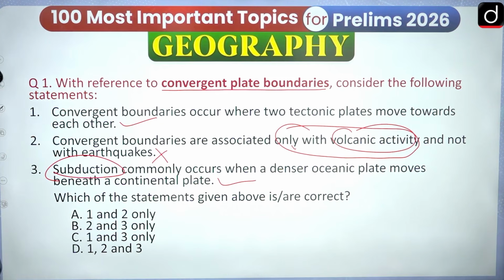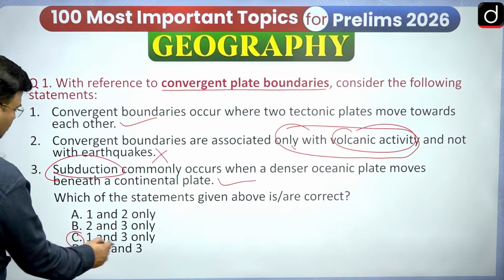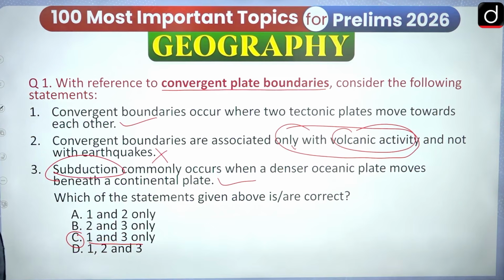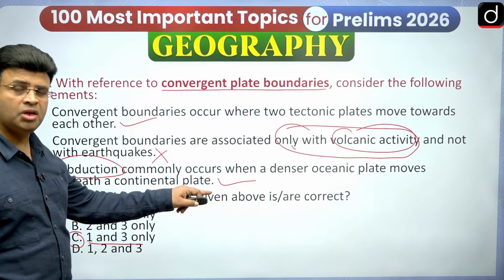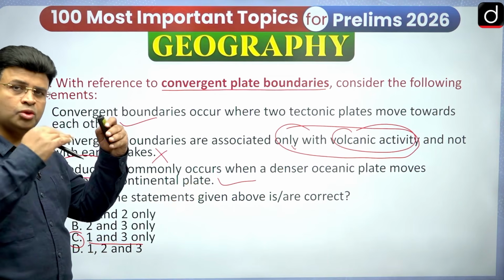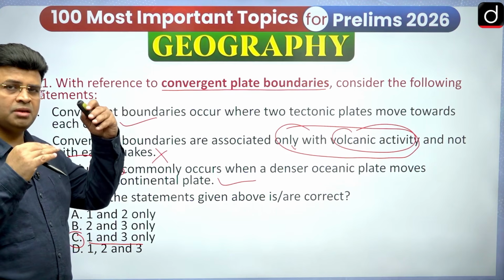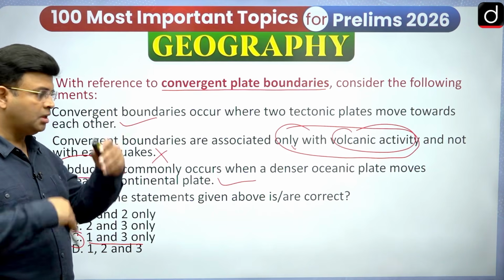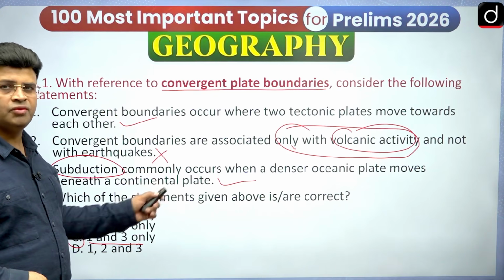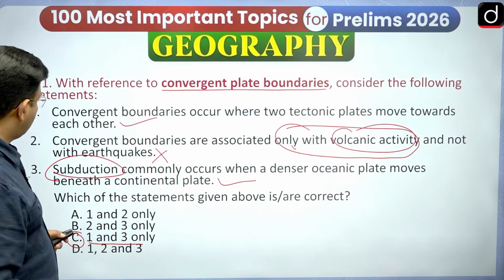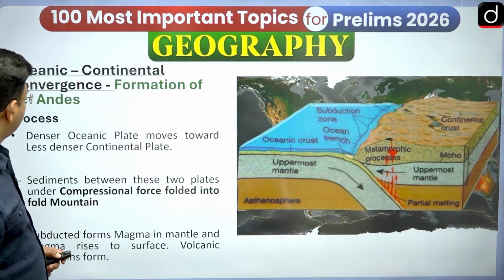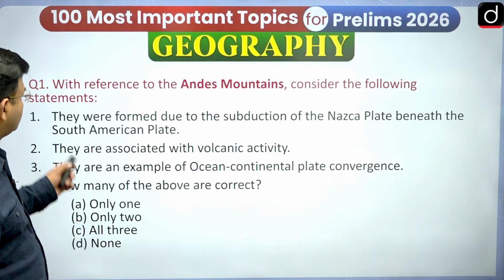So we can say that option C, that is 1 and 3 only, is correct. If it had been mentioned only, then it would have been wrong, because ocean-ocean subduction also takes place, where one denser oceanic plate subducts below a less dense one. But it is not mentioned as only, so therefore it is a correct one. So I say that this question is done.